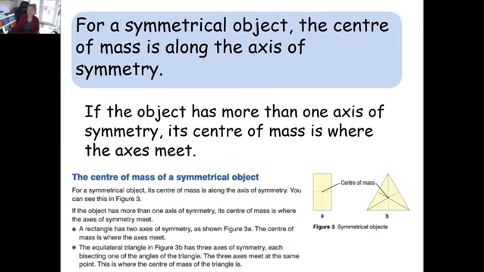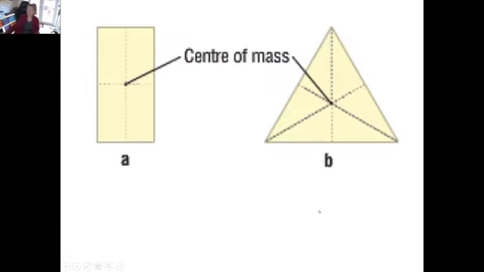So if you look at these objects here, we've got two regular shaped objects. They have a centre of mass right at the midpoint. We've got one axis of symmetry here, one axis of symmetry here, and that's where they meet. You might be able to see that better on these bigger diagrams. With this object, we've got an axis of symmetry, one here, another one here, and another one here. So at that midpoint is where the centre of mass is thought to be.